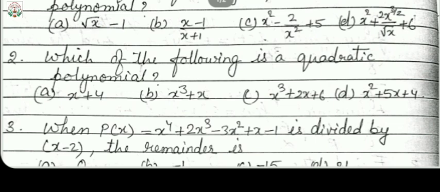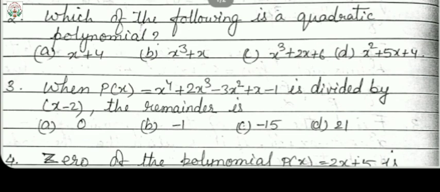You can see the first term is x plus 4, that cannot be. x cube means cubic polynomial, so it cannot be a quadratic polynomial. Now go to the third part, that again has x to the power cube, so that cannot be. Now fourth one, that is x square plus 5x plus 4. Here you can see the power is 2, that means that will be the quadratic polynomial.